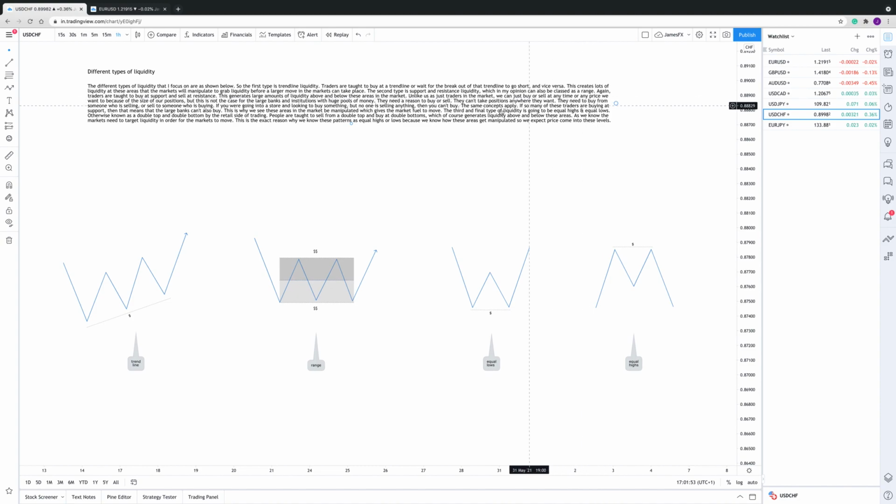Again, traders are taught to buy at support. If we look at this diagram here, we have price come down, up, down, up. So it is a range, but this is also a form of resistance and support, because you can see price has respected it once, twice, three times. So we have buyers down here and traders looking to sell up here. Again, this generates large amounts of liquidity above resistance and below support.